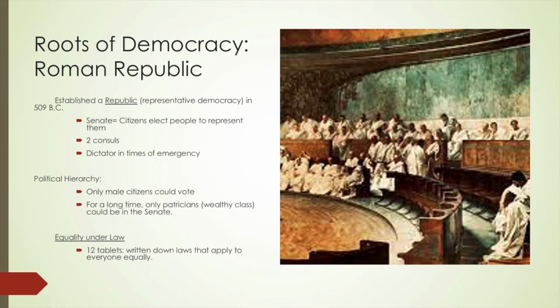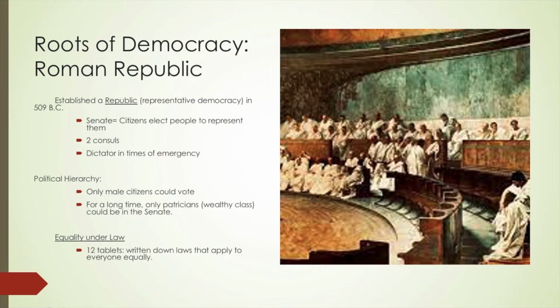So in the Roman Republic, they had a Senate where citizens elected people to represent them. And they had 2 consuls. And the consuls were kind of like the president in our system. And if there was ever an emergency, like a time of war or a crisis, they would choose a dictator and they would give that person all of the power to make decisions really quickly.